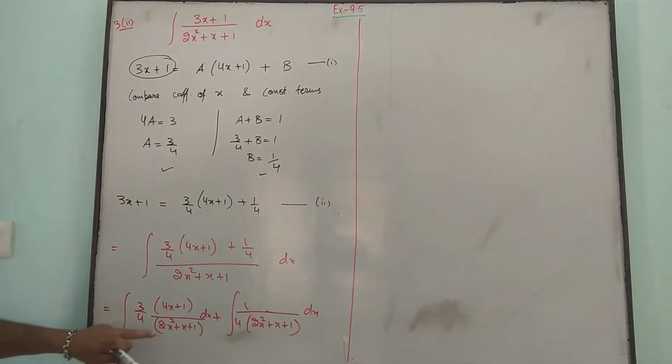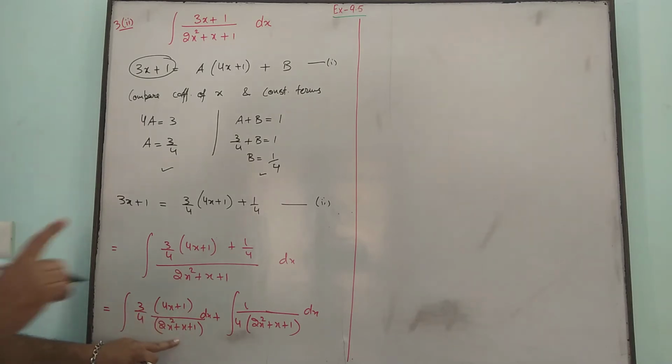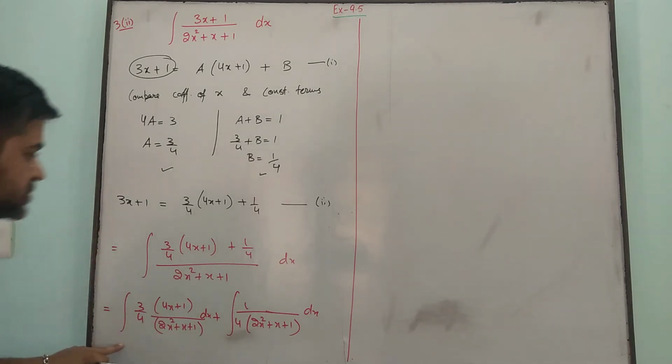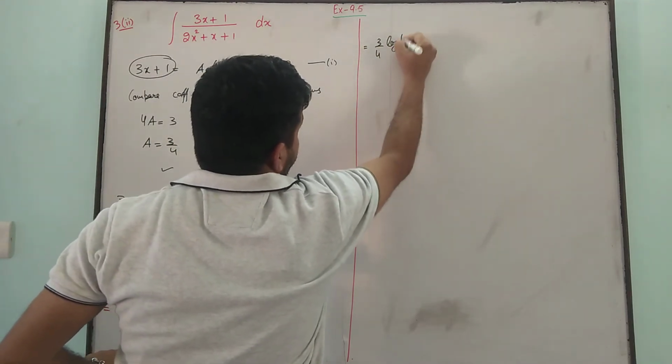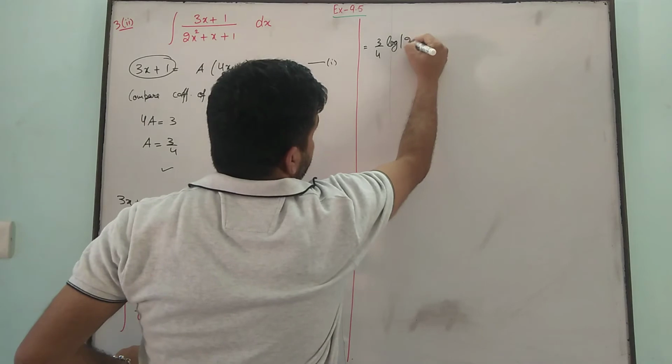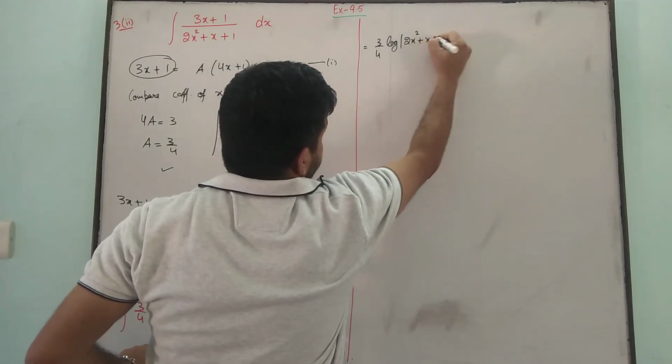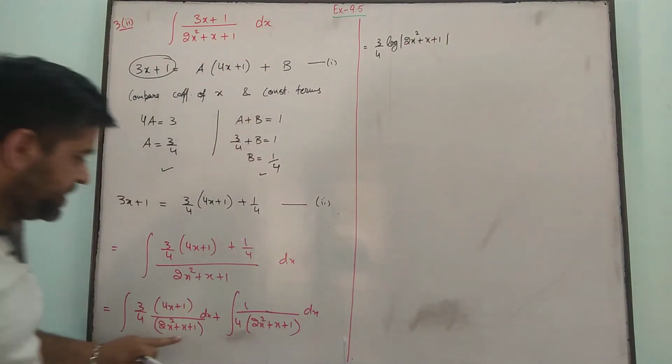Now you can see that the derivative of this is exactly this. So its integral is log of the denominator, f dash x upon f x, integral is log of f x. So we got 3 by 4 log of 2x square plus x plus 1 as the integral of this.